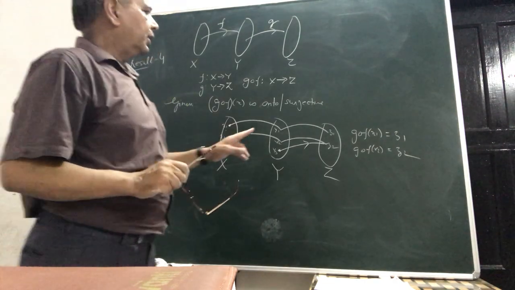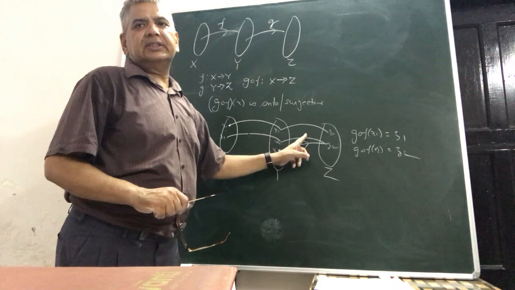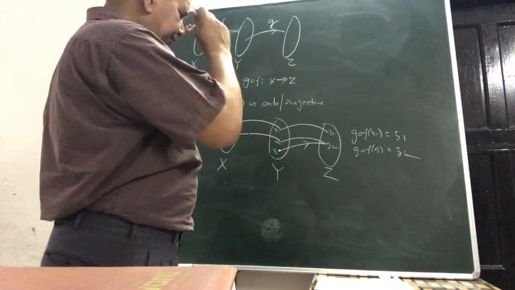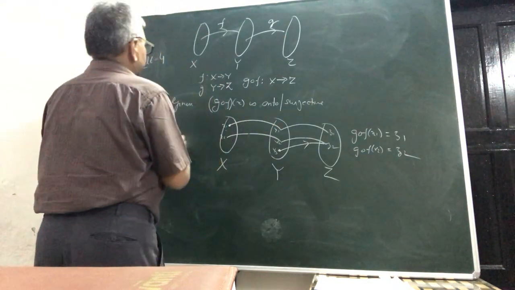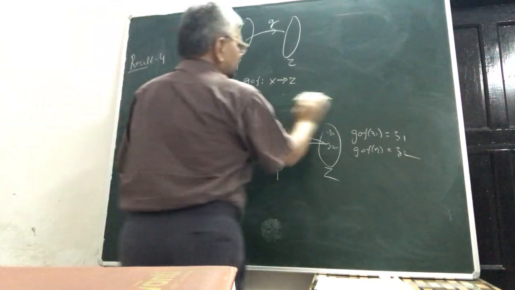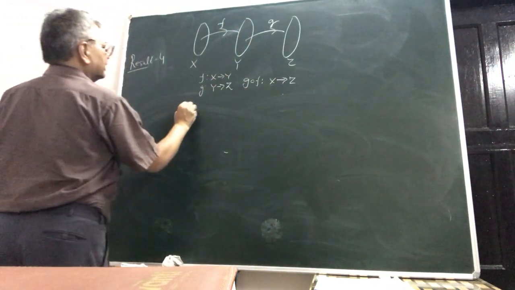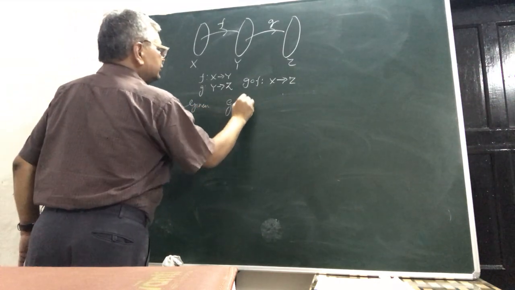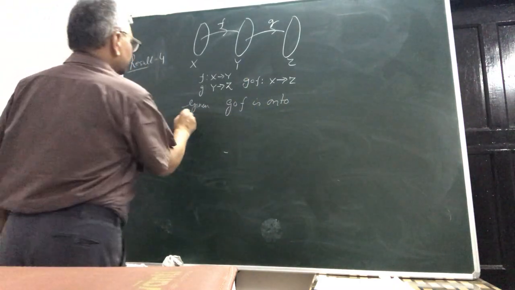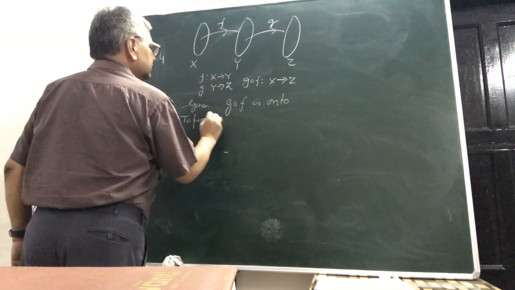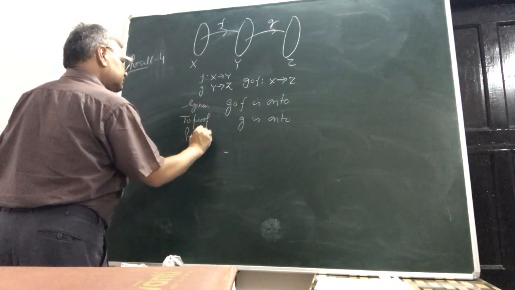But then what we will show? That if g of f is onto, then g necessarily has to be onto. This is the result which we will now prove. If g is into, then of course the result will fail. The result will not hold good. So now what is given is g of f is onto. To prove, g is onto. So proof.